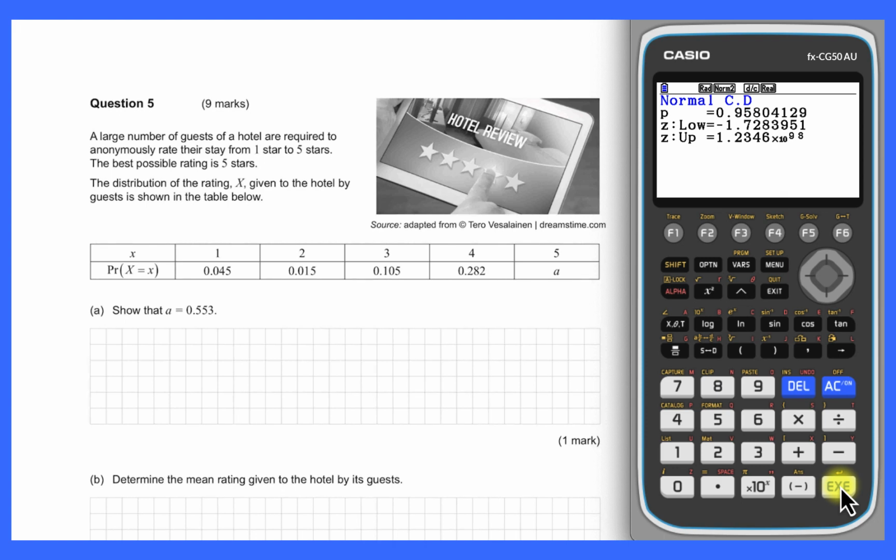Time for some statistics. This question asks us to look at a discrete random variable x that takes values 1 to 5, being the 5-star ratings on a hotel rating system. And first of all, we need to show that a equals 0.553. The best way to do a show is to actually perform the calculations that lead to that result without sort of pre-guessing what it is.